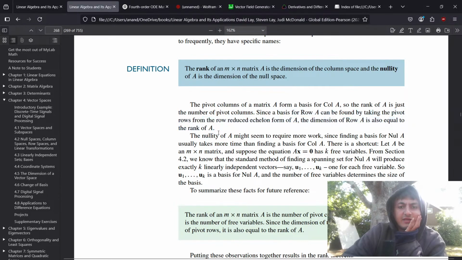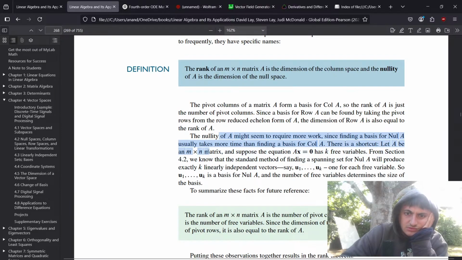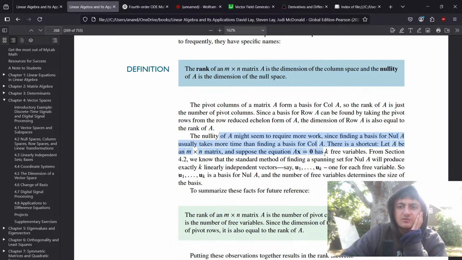The nullity of A might seem to require some work, since finding a basis for the null space usually takes more time than finding a basis for the column space. Okay, let A be an m by n matrix and suppose that the equation Ax equals 0 has k free variables. Okay, so then you just take the number of free variables.